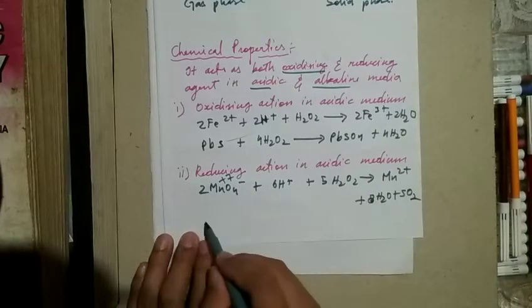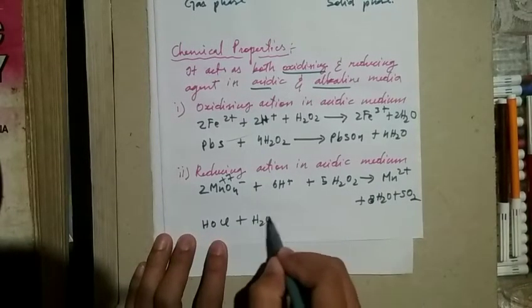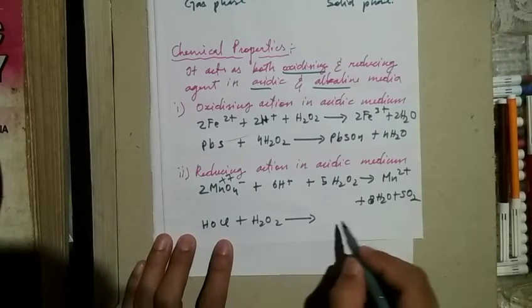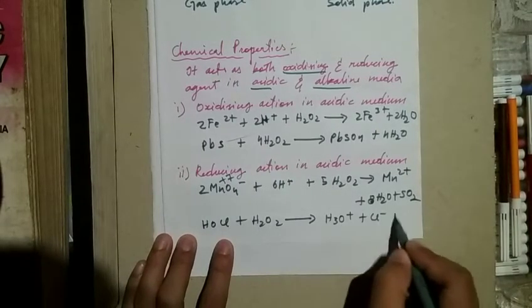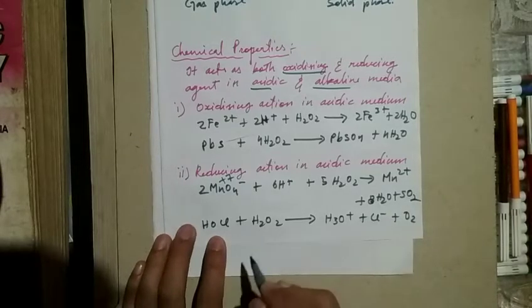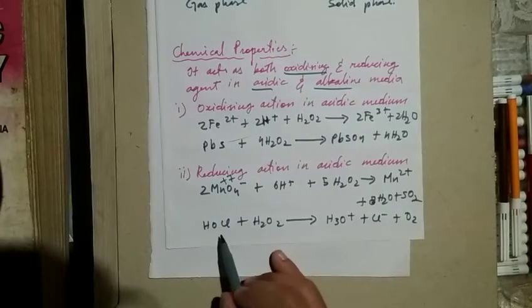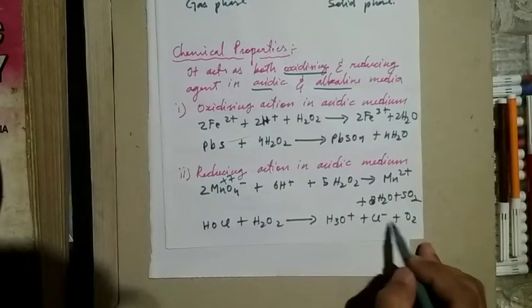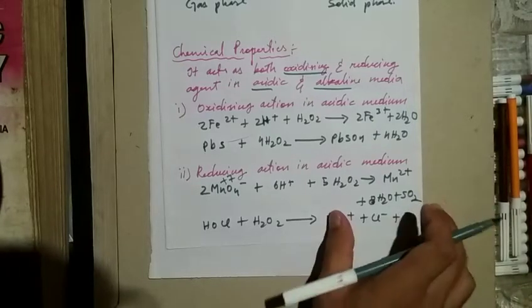Let's see another one. HOCl + H2O2 gives H3O+ + Cl- + O2. In this case, HOCl gets reduced to Cl-, and oxygen is released.